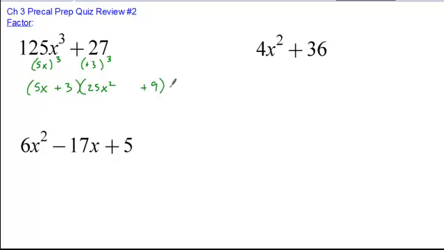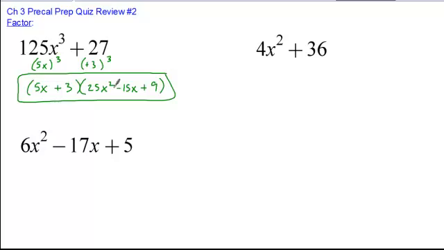Now the middle term is the tricky one. It's the product of these two bases with the opposite sign. It's the opposite of their product. So 5x times 3 is positive 15x. We change the sign and we get our factors. So this would be your factored form for that first problem.